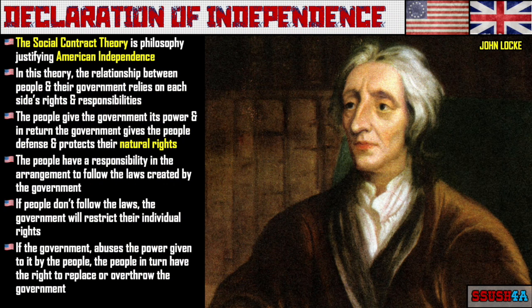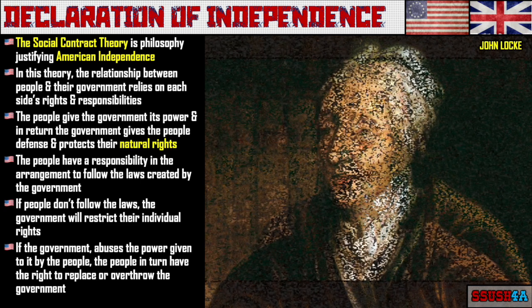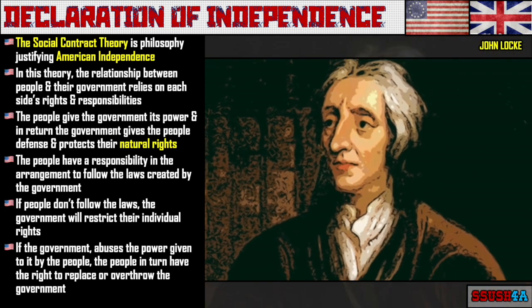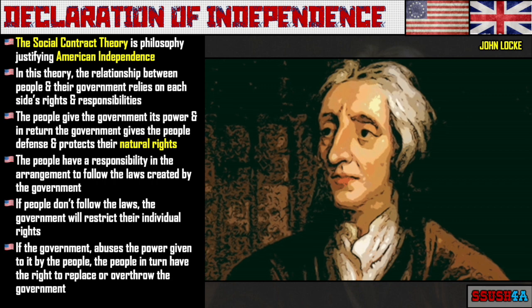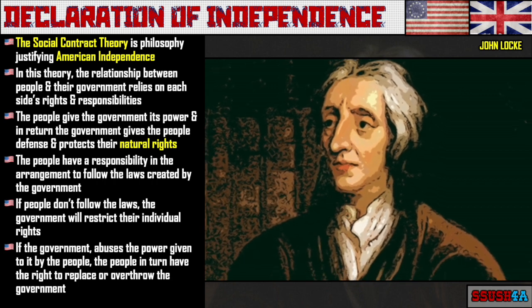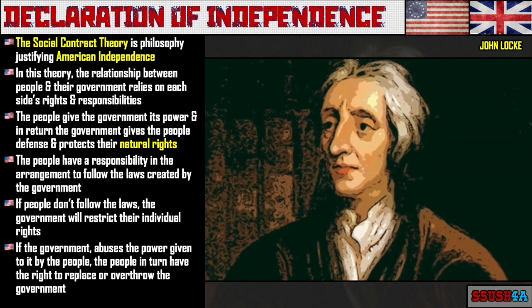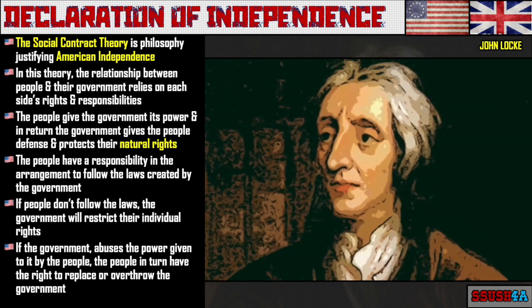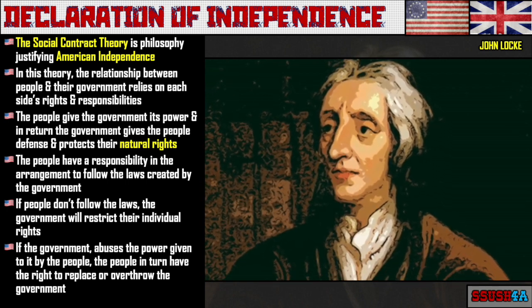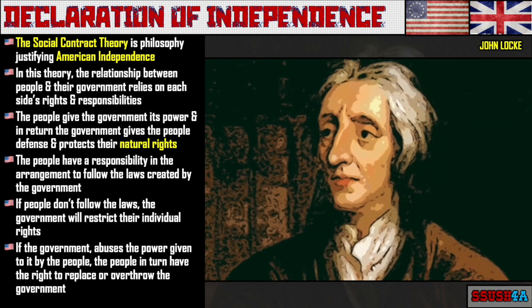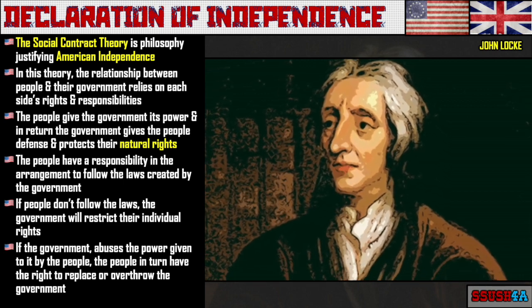In this theory, the relationship between the people and their government relies on each side's rights and responsibilities. The people give the government its power, and in return, the government gives the people defense and protects their natural rights. The people have a responsibility in the agreement to follow the laws created by the government. If the people don't follow the laws, the government will restrict their individual rights.